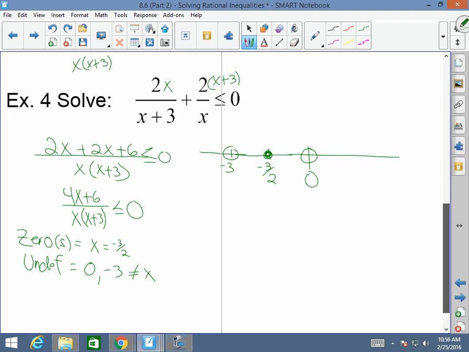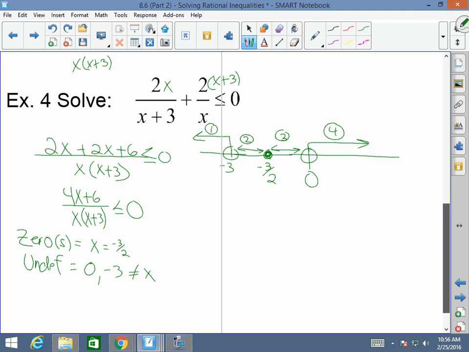Questions, comments, concerns, problems, issues? Okay, so I can go to the left of negative 3, it's interval 1. Between negative 3 and negative 3 halves, that's interval 2. Between negative 3 halves and 0, that's interval 3. And then to the right of 0, which is interval 4.